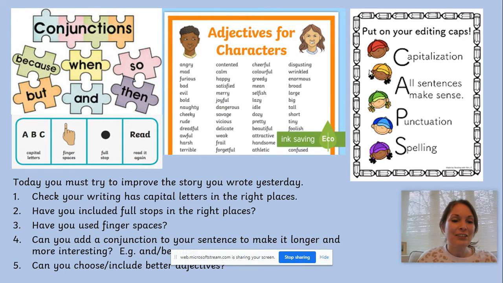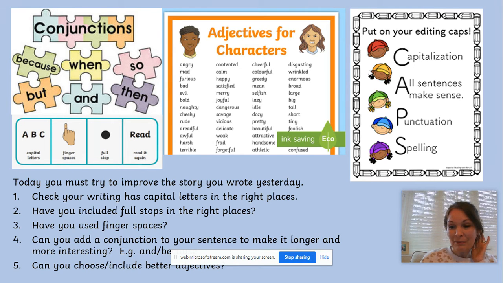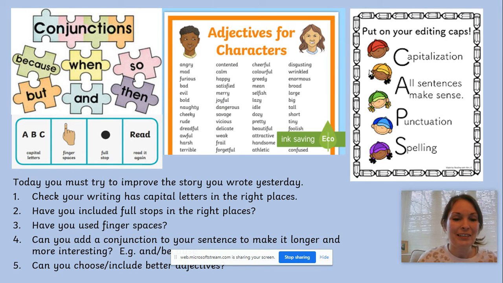Next on the list, did you use finger spaces? You'll know straight away if you forgot, because all your words will be squashed together. Or maybe you did use them in some places and forgot in others. So next time, if you didn't, you're going to have to get your finger out, move it in between each word. Or if it helps, maybe you could cut a thin strip of paper and use it as a marker and move it in between each word so you remember it when we write out again.